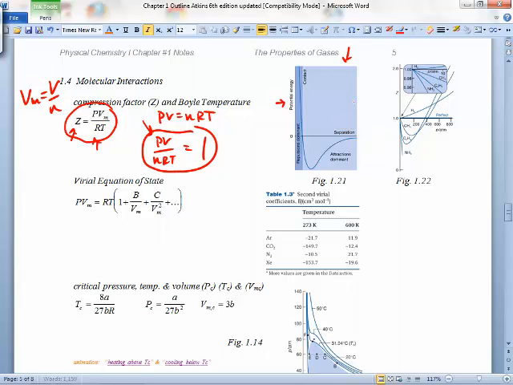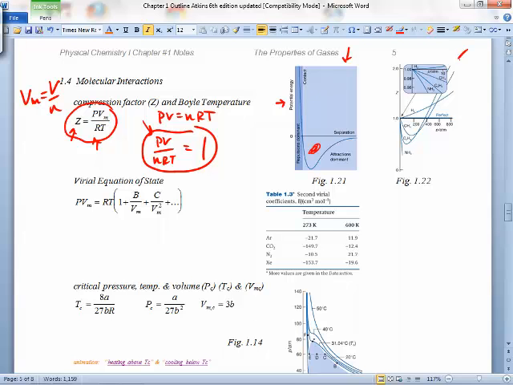So notice how, as they get closer and closer, you get attraction. And then you get too close, right? They repel, and they start repelling quickly. You can't compress things once they get that close.